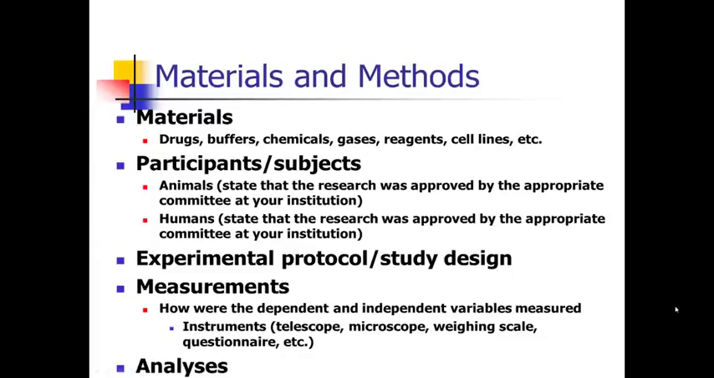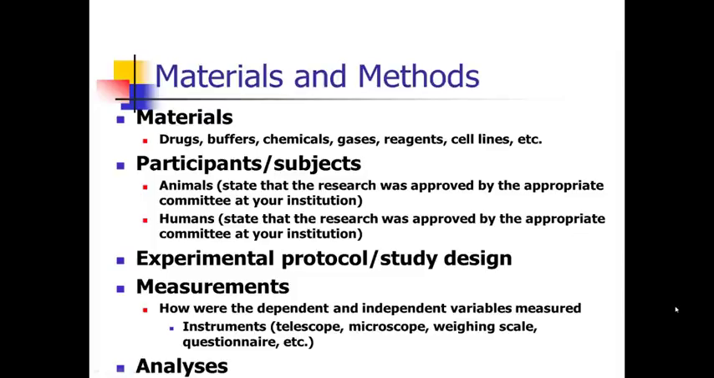So what do you need in your materials and methods sections? Well, you need to tell about the materials, things like drugs, buffers, chemicals, gases, reagents, cell lines. You need to give specifics like pH, temperature, ingredients, doses, all of those things. You may have participants or subjects like animals or humans. You, of course, want to state that the research was approved by the appropriate committee at your institution. Those things have to be approved to do those kinds of studies, and you actually need an official statement of that in your methods section.